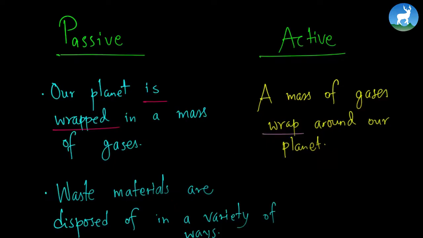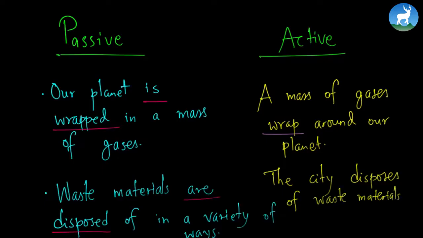Let's look at another example. Waste materials are disposed of in a variety of ways. Where's the passive construction? Are disposed. Now we need to change this into active, like we did in example number one. So we can write something like this. The city disposes of waste materials in a variety of ways. All right. So what's the verb? The verb is disposes.